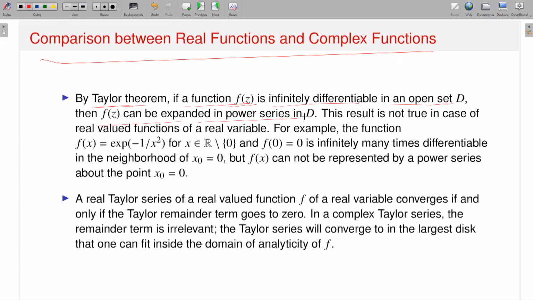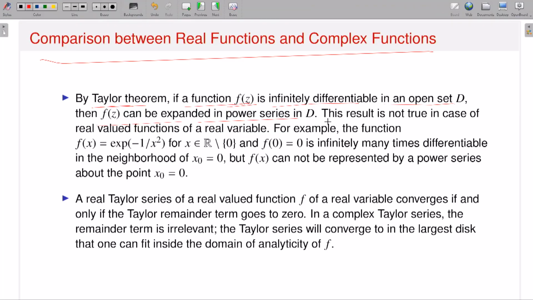So that's what we just observed. If I have a function f and a domain D, and my function is analytic in the domain, that means it is infinitely differentiable, then I can expand my function in terms of a power series in D. Another conclusion is that this result is no more true in the case of real valued functions of a real variable. So that is not true. Why is that?